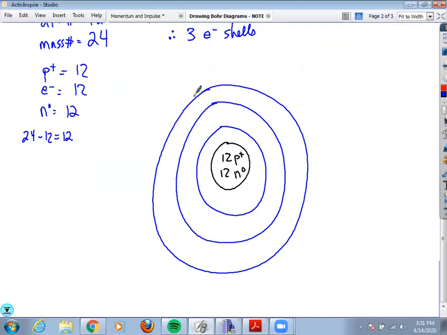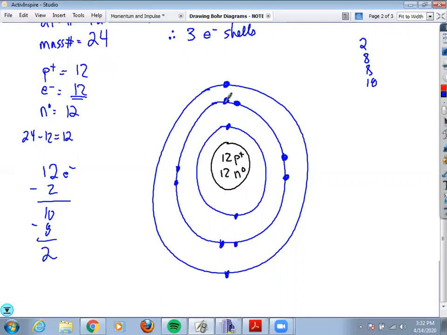So we have 12 electrons to fill in, and we start from the inside and work our way out. Remember, it goes 2, 8, 8, 18. So 2 fit in the first. So we have 12 electrons minus 2. We can keep track this way. We can definitely fit 8 more in the second shell. So 1, 2, 3, 4, 5, 6, 7, 8. 10 minus 8 is 2. And that means there's 1, 2 electrons left.